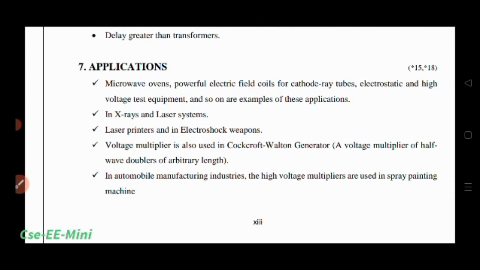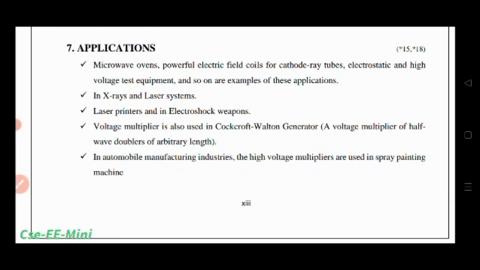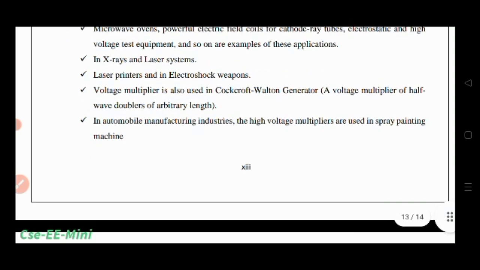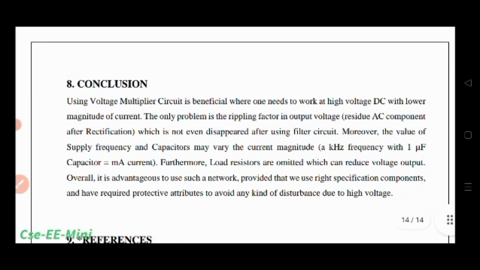Applications are in microwaves, X-rays, laser systems, and the Cockcroft voltage generator. This is the type of voltage multiplier circuit with arbitrary length. This means there are n number of stages, used in automobile manufacturing industries, etc.